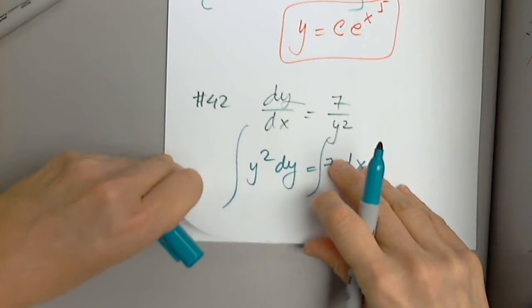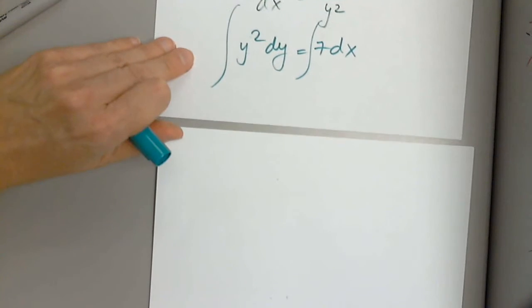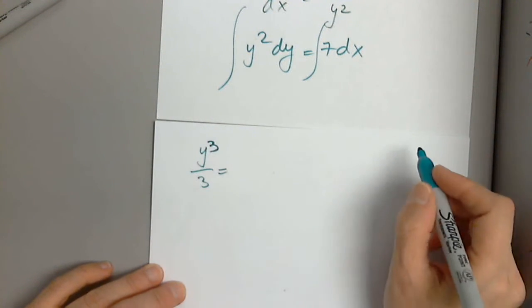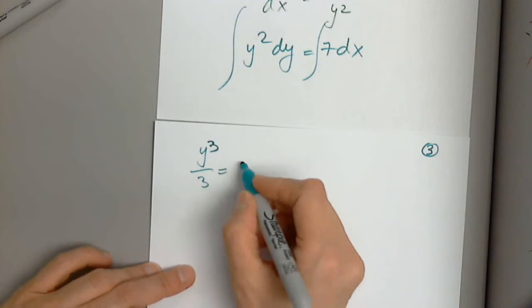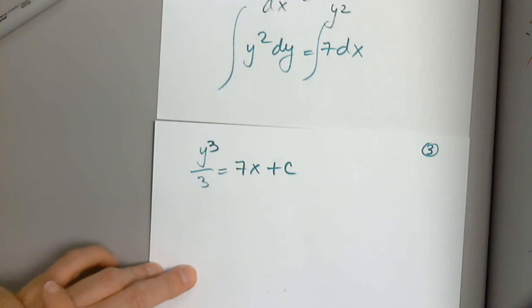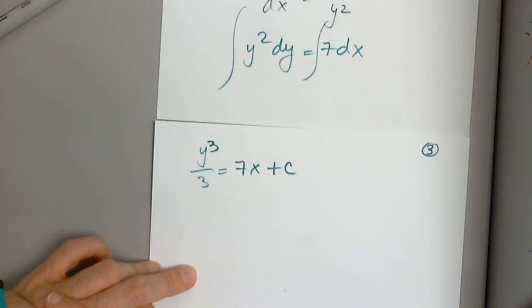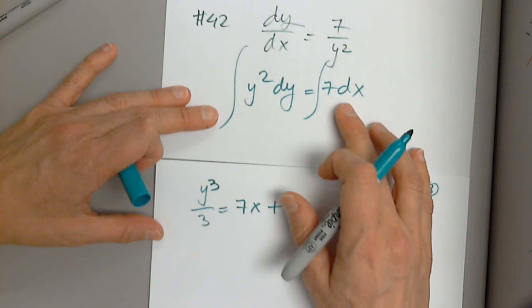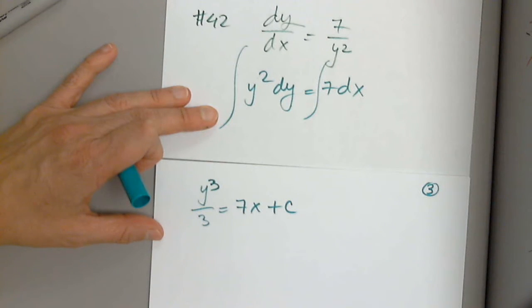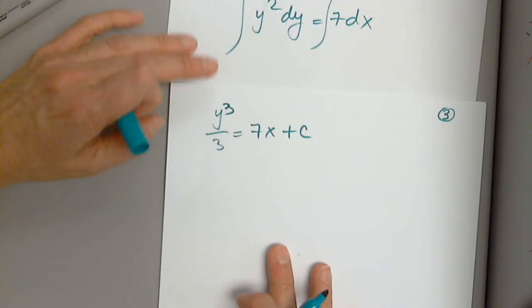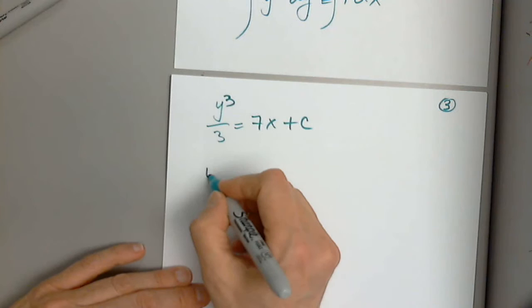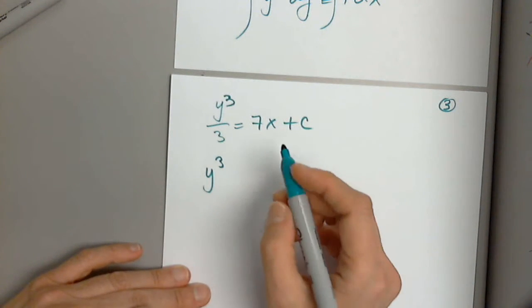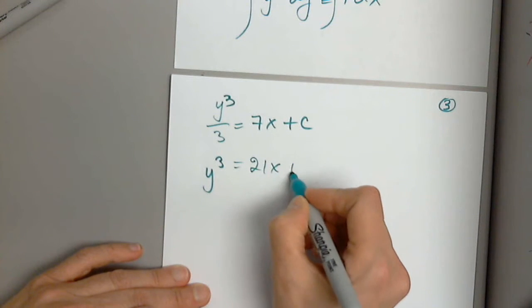Y to the third over? Three. Perfect. Y to the third over 3. What do we get on the right-hand side? Plus C. Perfect. Because we're integrating, in other words, which function prime is this? The answer is 7x plus c. Okay, I'm solving for y. I will have to do what first? Multiply everything by? Yes. So this is 21x plus 3c.